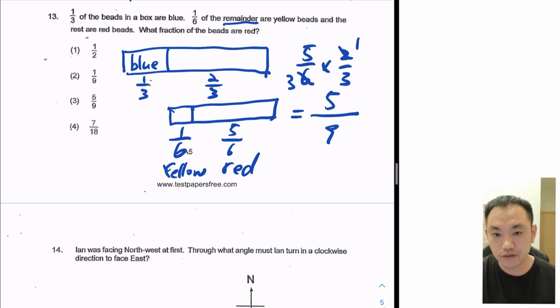So the answer is 5 out of 9. So the answer is 3. Okay. So basically, what you need to do is, in order to help you to think, you need to draw the picture.